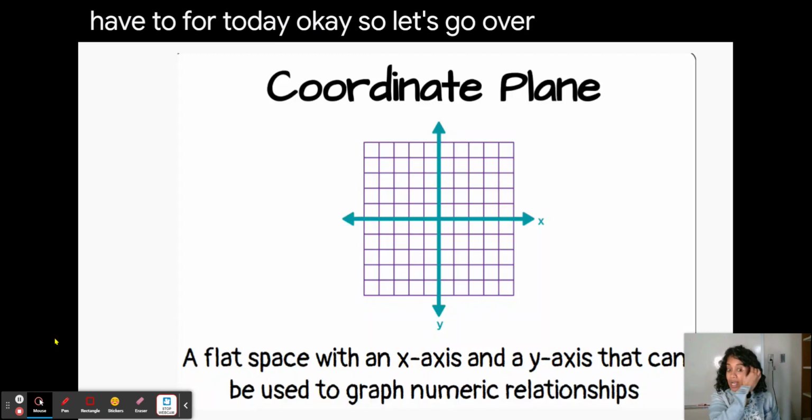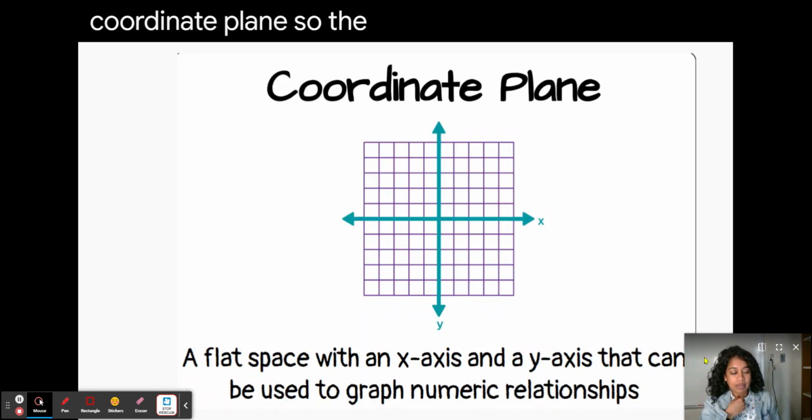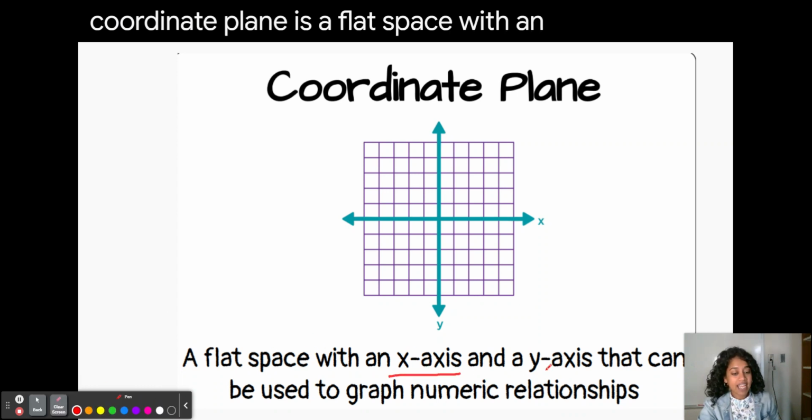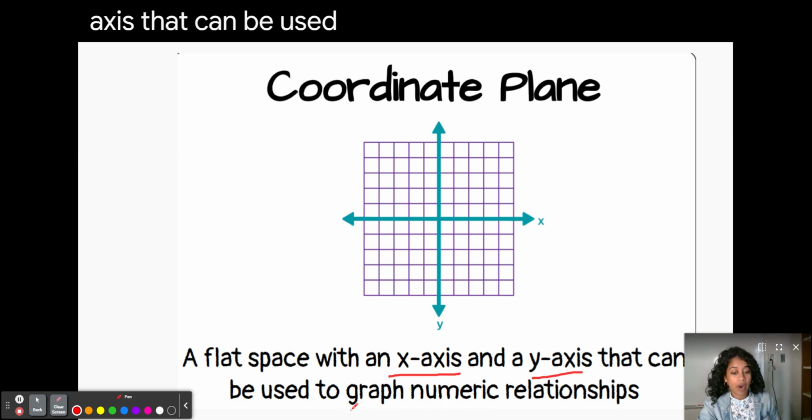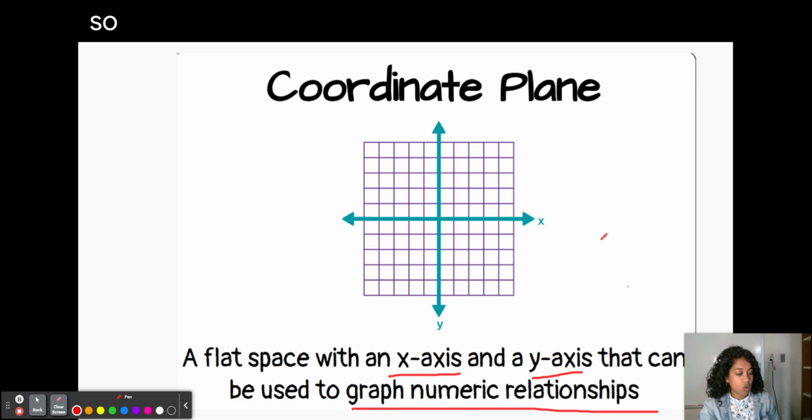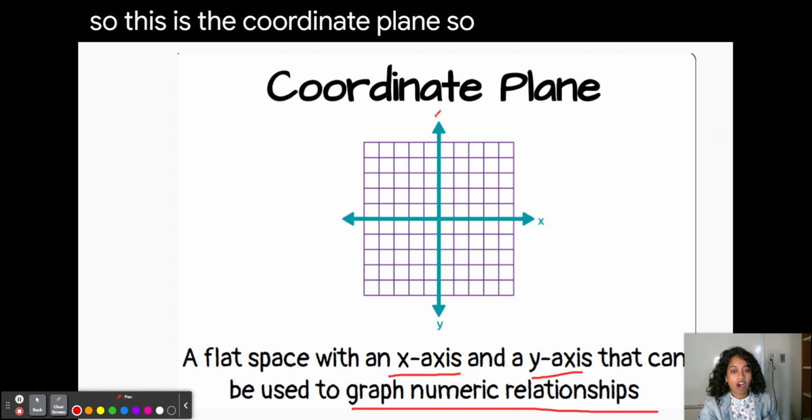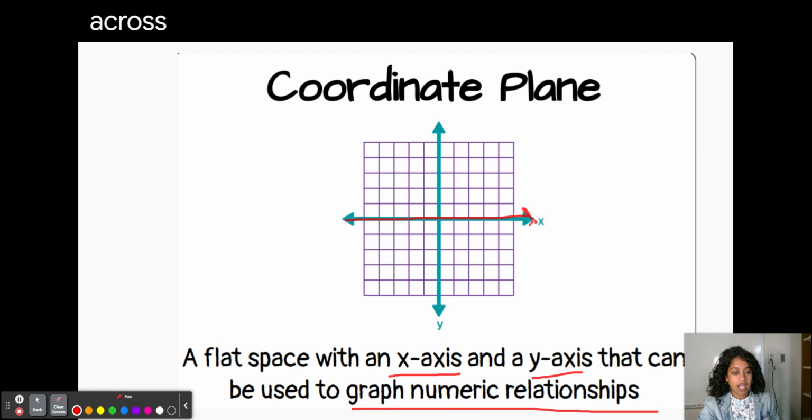Okay, so let's go over what is the coordinate plane. The coordinate plane is a flat space with an x-axis and a y-axis that can be used to graph numerical relationships. So this is the coordinate plane. Our x-axis goes across, right? And our y-axis goes up and down. We are going to start where y and x are at 0. So this is the origin, which is 0, 0. That's when x equals 0 and y equals 0.